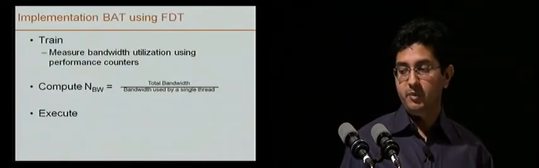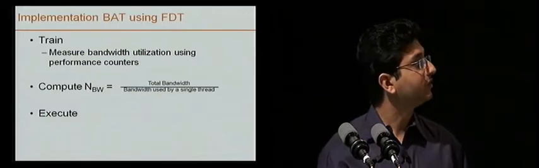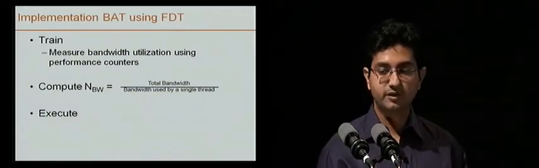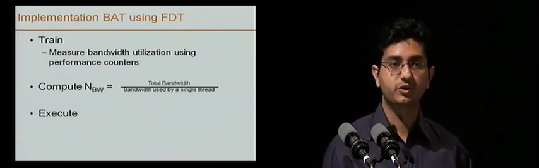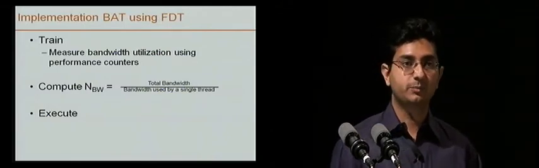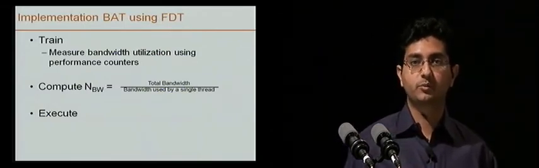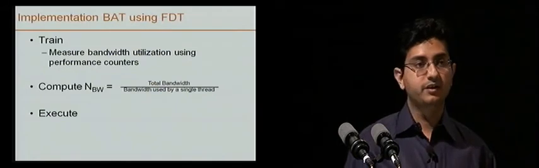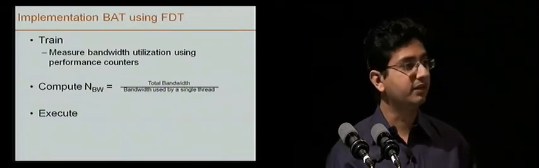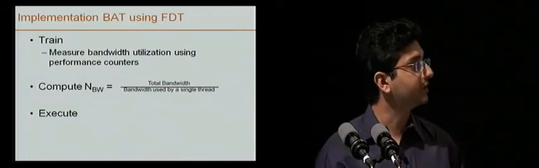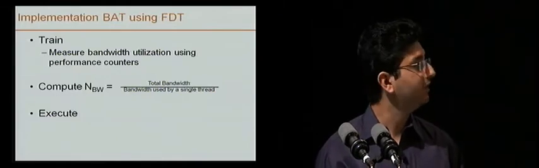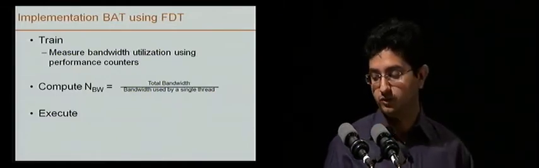We can implement BAT similar to SAT using the FTT framework. During train, we measure the bandwidth utilization using the performance counters that already exist on modern processors. During compute, we use the analytical model to compute the number of threads required to saturate the off-chip bandwidth, and the remaining kernel executes with that many threads.